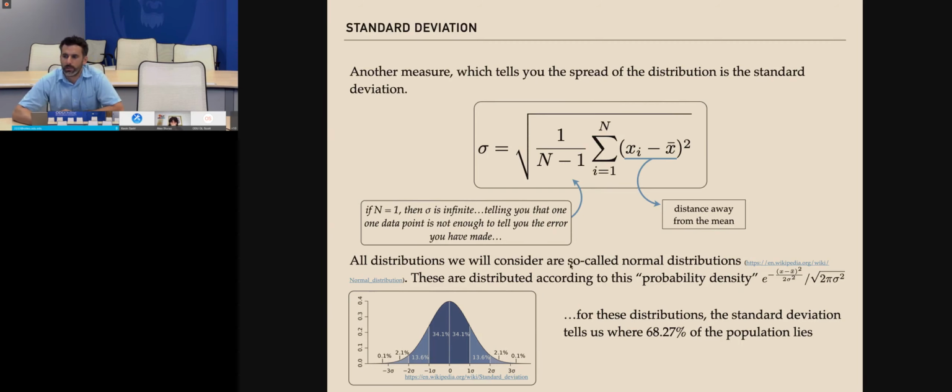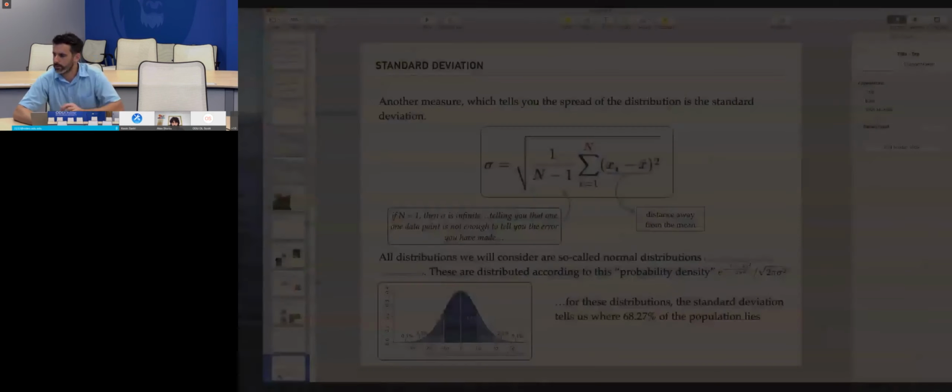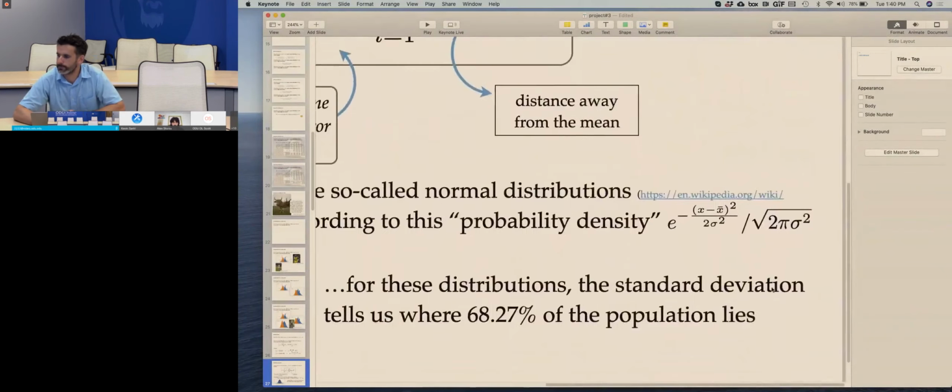Okay, so all distributions that we'll be considering are so-called normal distributions or Gaussian distributions. I would point you to the Wikipedia page for normal distributions. These are distributed according to the probability density of this kind. So it's an exponential that is centered around, let's zoom in. Let's look at this.